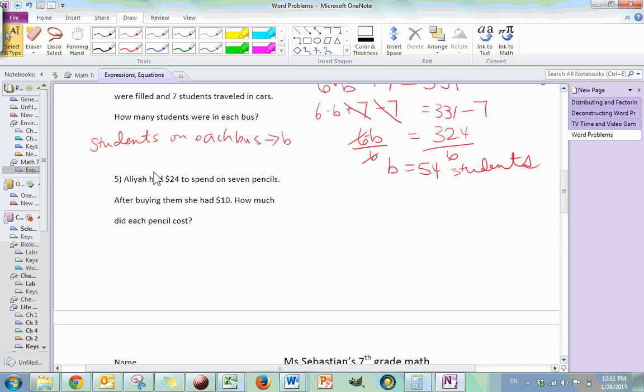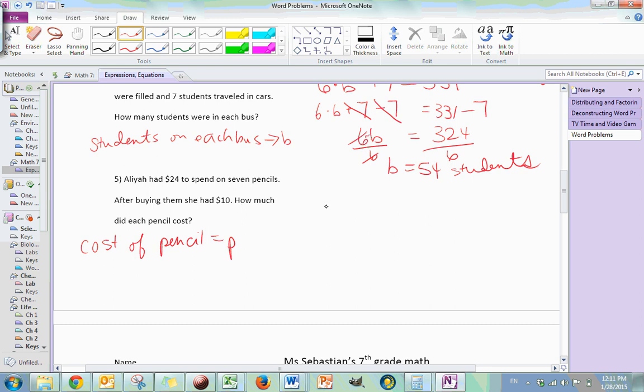Next question. Aaliyah had $24 to spend on 7 pencils. After buying them, she had $10 left. How much did each pencil cost? So we don't know how much each pencil cost, so that's going to be our variable, cost of pencil, and we'll call that p.